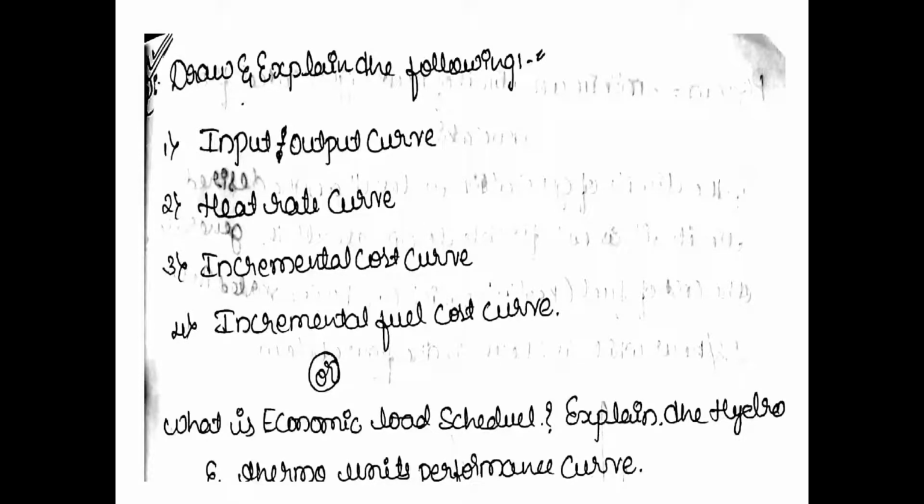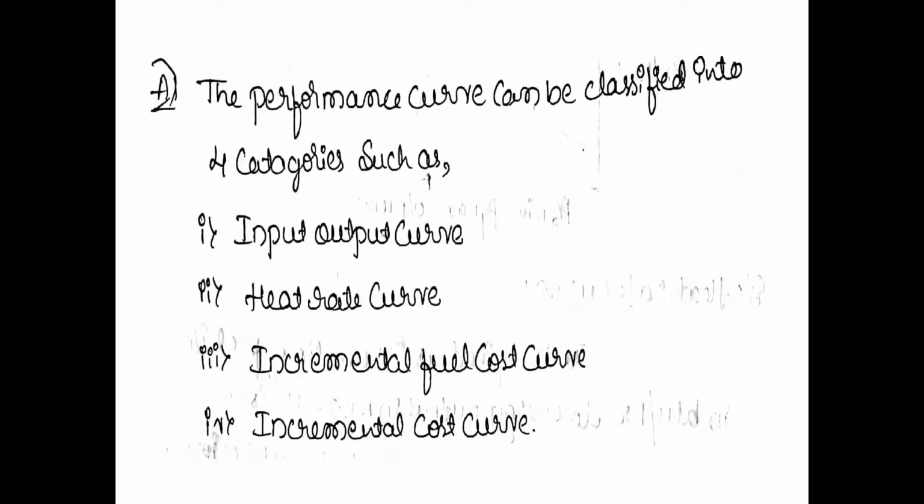The first topic: explain the following curves, or what is economical load scheduling? Economical load scheduling: explain the hydro and thermal units performance curves. First, the input output curve, heat rate curve, incremental cost curve, incremental fuel cost curve.